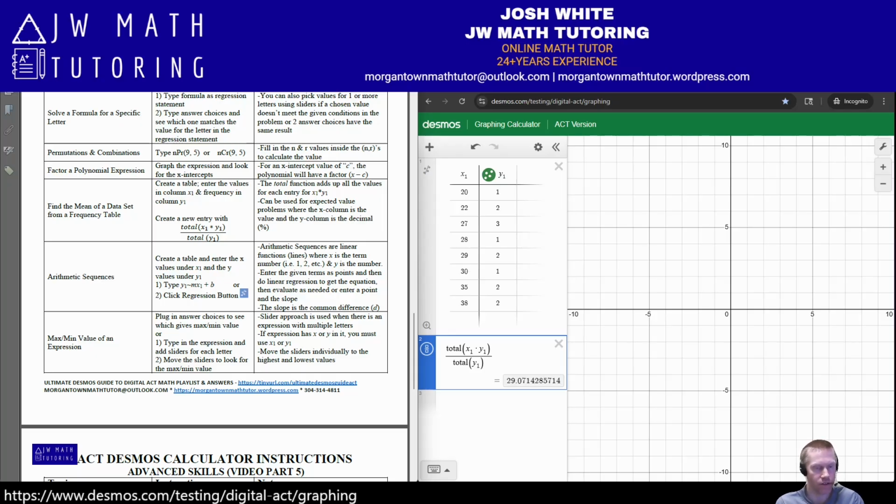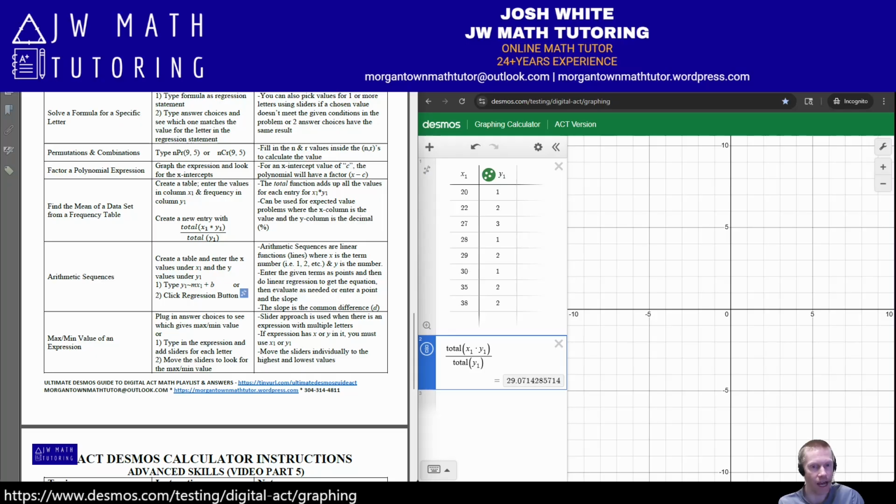So if you have problems with arithmetic sequences, you just take the values that you're given, enter them in a table and do linear regression. And then based on what you're asked to find, you might need to do something beyond that. But the slope of your line, your m value, that is the common difference, i.e.